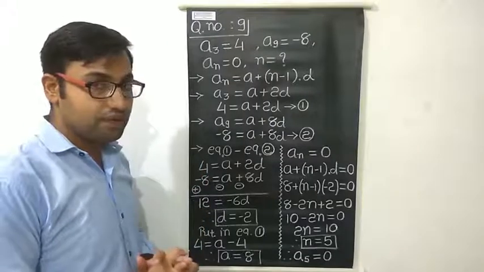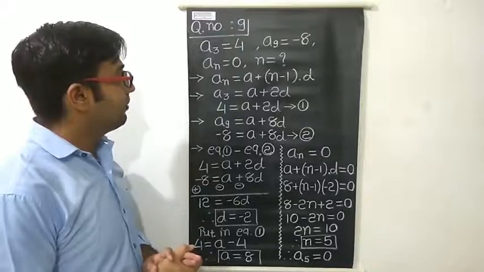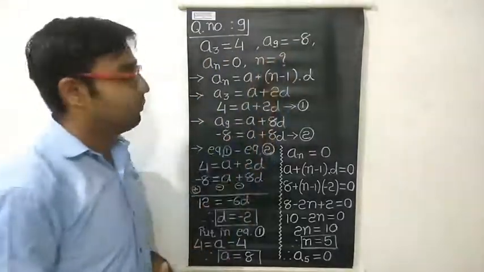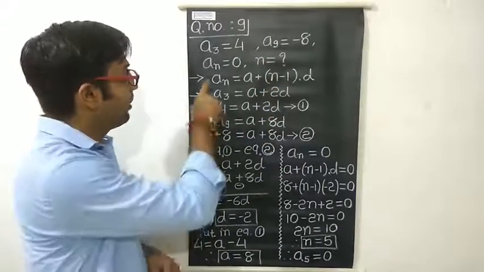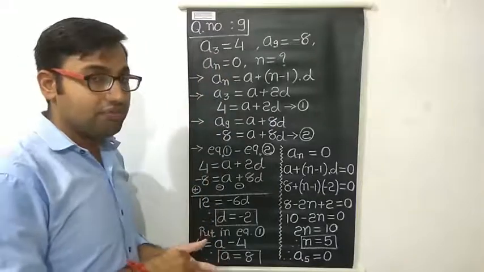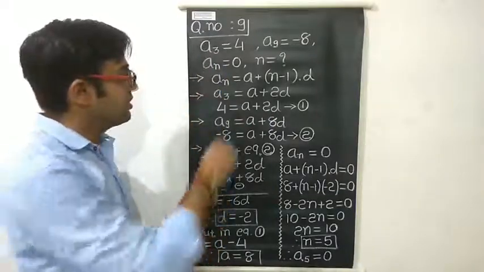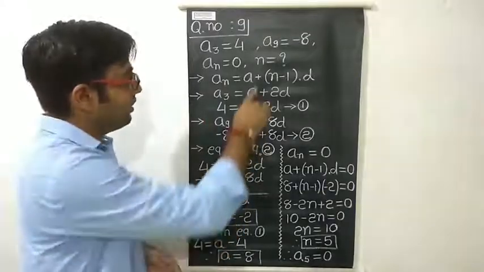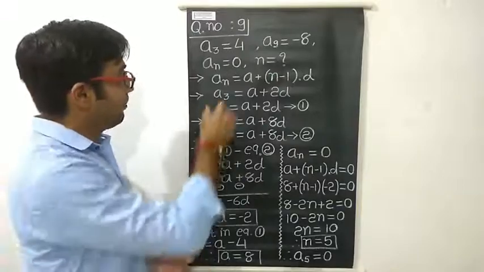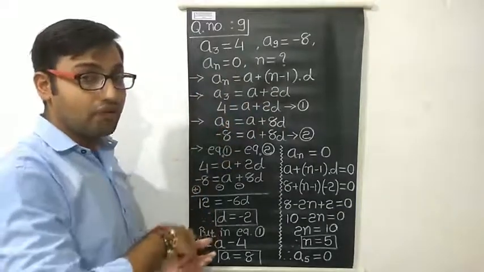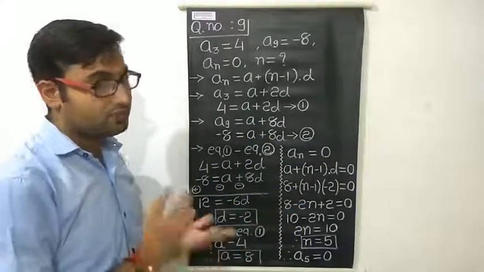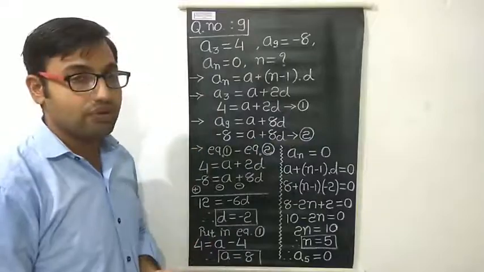The value of the term is equal to 0. We are given that the third term of the AP is 4 and the ninth term of the AP is minus 8. Now we have to find the nth term. Let's suppose that term is n, which has the value 0. So now we have to find the value of n, right? We know the value of that term, but we have to find which term it is. Is it the second term, third term, fifth term, seventh term? We don't know, so we have to find it out.